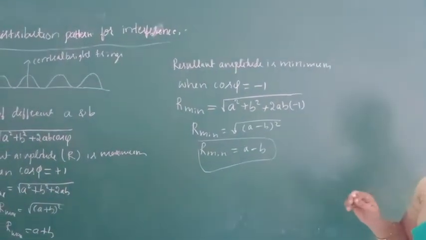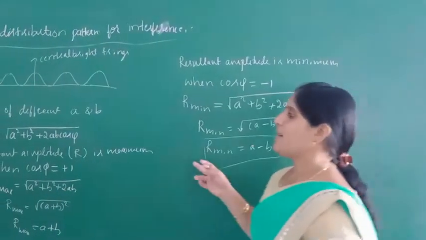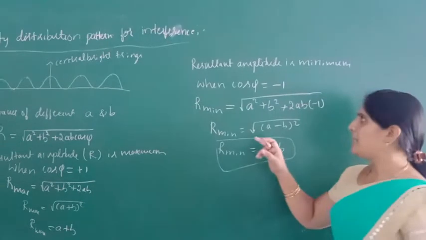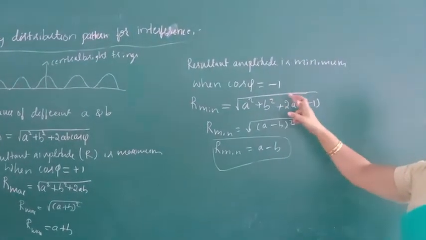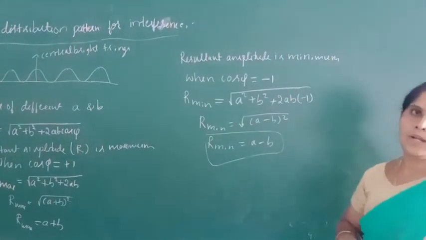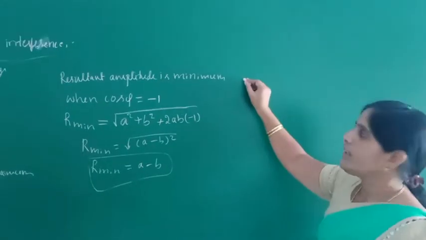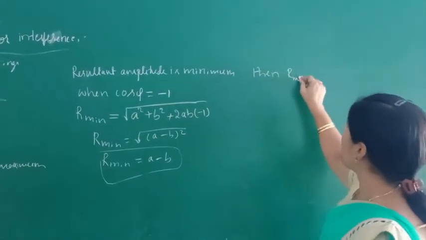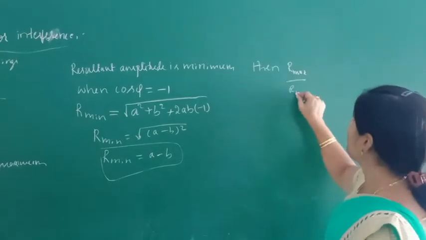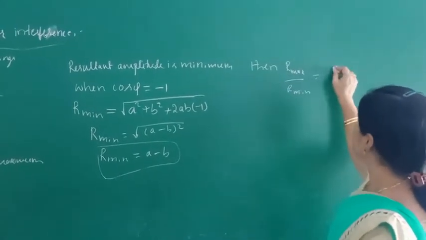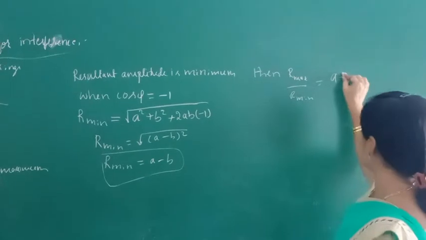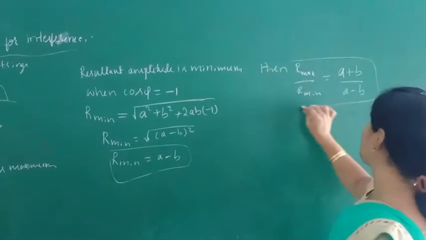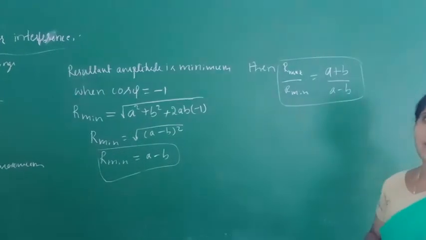Okay. What is the condition for maximum amplitude? For maximum amplitude, cos phi is equal to plus 1. Then for minimum amplitude, cos phi is equal to minus 1. Then R maximum by R minimum: what is R maximum? A plus B. What is R minimum? A minus B. So R maximum by R minimum is equal to A plus B by A minus B.